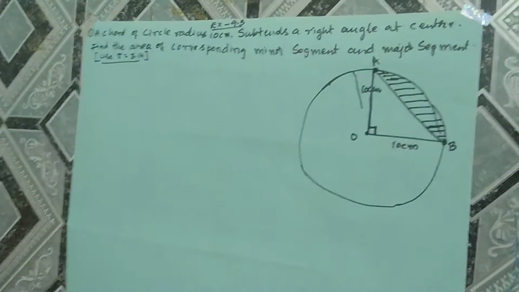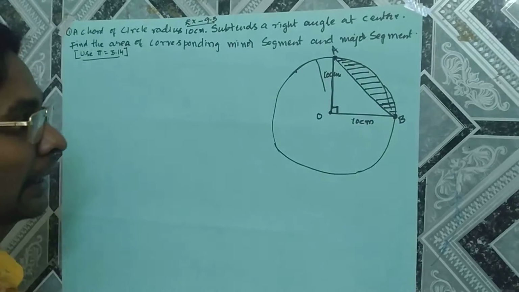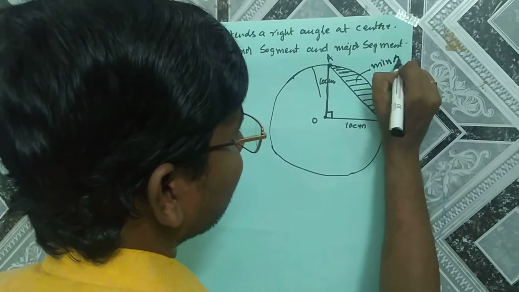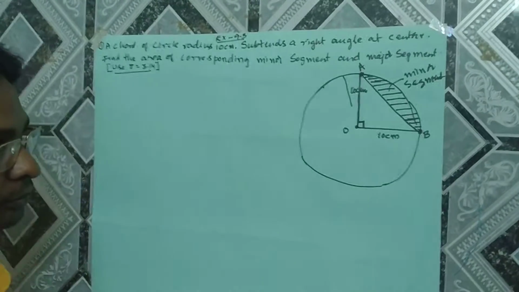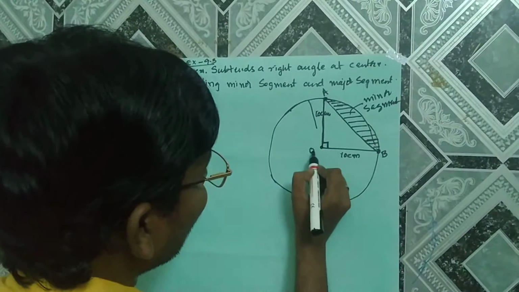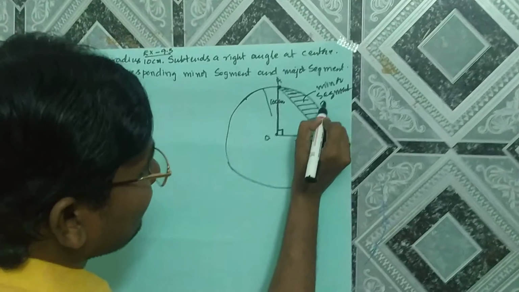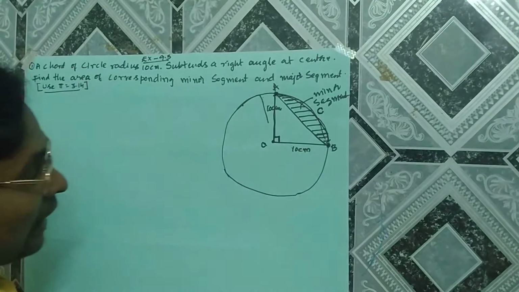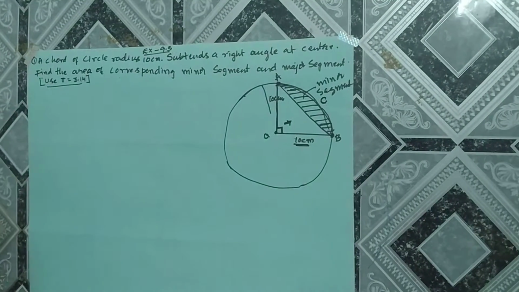This shaded region is the area of the minor segment. The remaining white portion is the area of the major segment. To find the minor segment, OAB is a sector. Take C here. OACB will look like a sector. The angle of the sector is 90 degrees, and the radius of the sector is 10 centimeters.